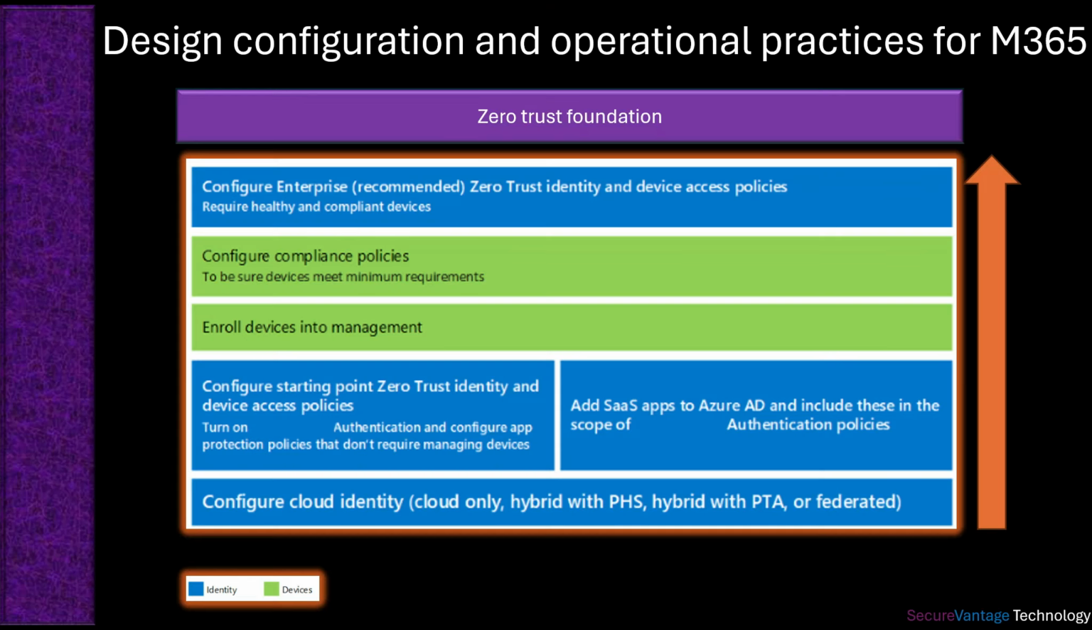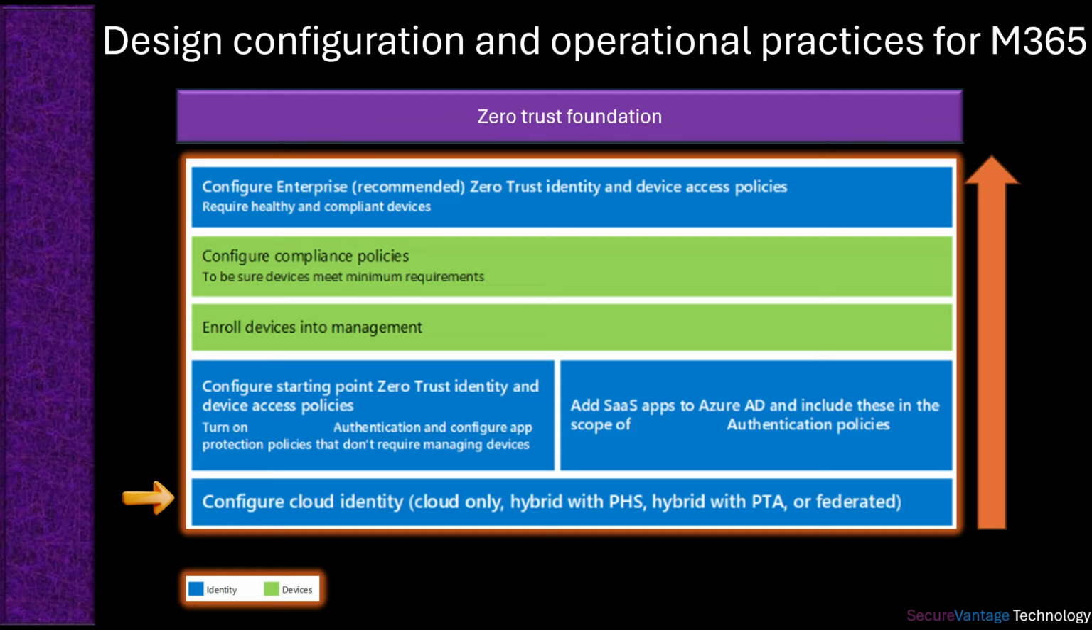Let's deep dive into the Zero Trust Foundation first for M365 security. Building a Zero Trust Foundation involves configuring and enforcing stringent security policies around identity, device access, and application management. To mention, there are 5 different rows on the screen. Blue rows are related to identity and green indicates rows related to devices. In this Zero Trust Foundation, we will read these rows from the bottom to top. Bottom indicates the first layer in the Zero Trust Foundation.